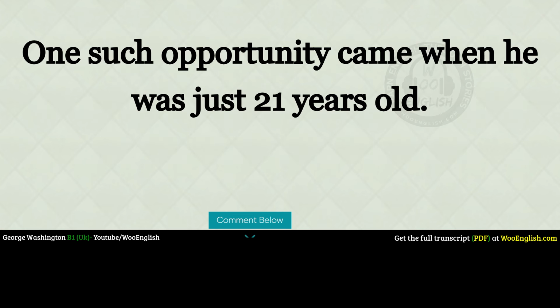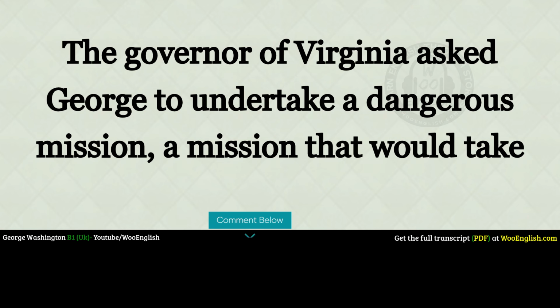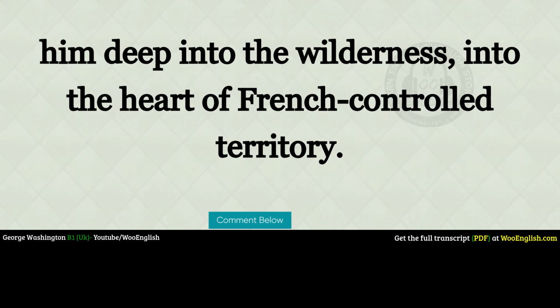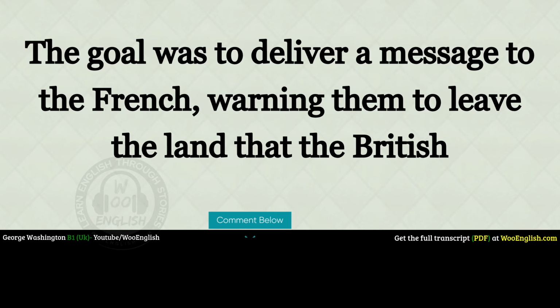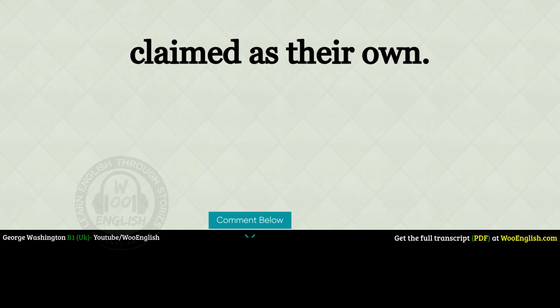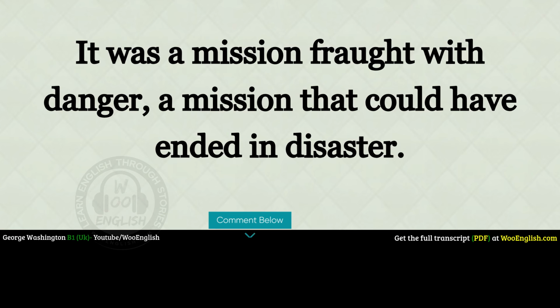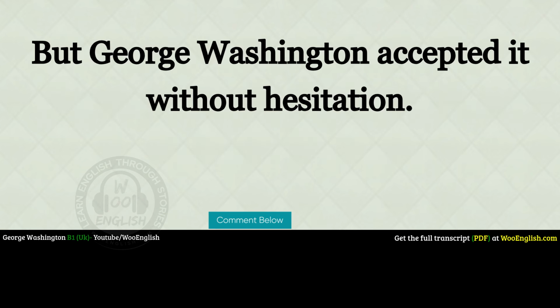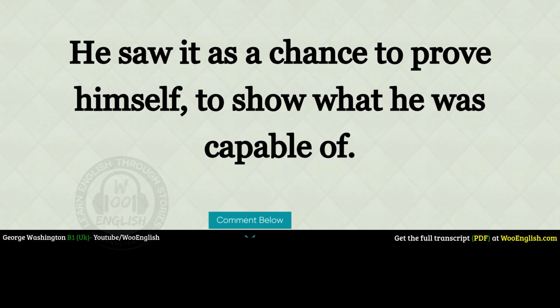One such opportunity came when he was just 21 years old. The governor of Virginia asked George to undertake a dangerous mission. A mission that would take him deep into the wilderness, into the heart of French-controlled territory. The goal was to deliver a message to the French, warning them to leave the land that the British claimed as their own. It was a mission fraught with danger, a mission that could have ended in disaster. But George Washington accepted it without hesitation. He saw it as a chance to prove himself, to show what he was capable of.